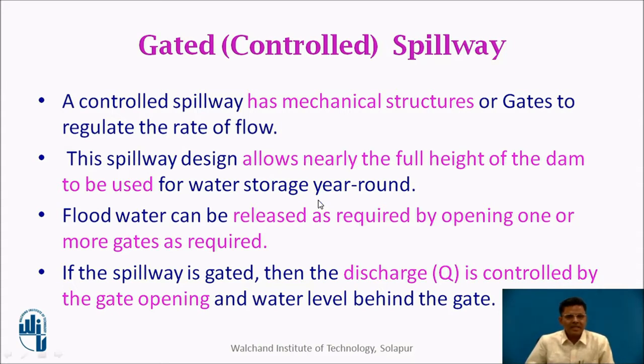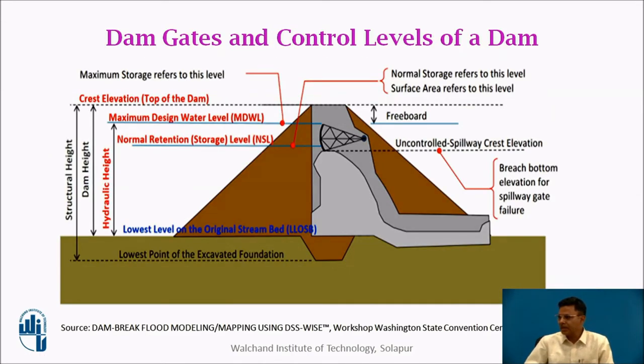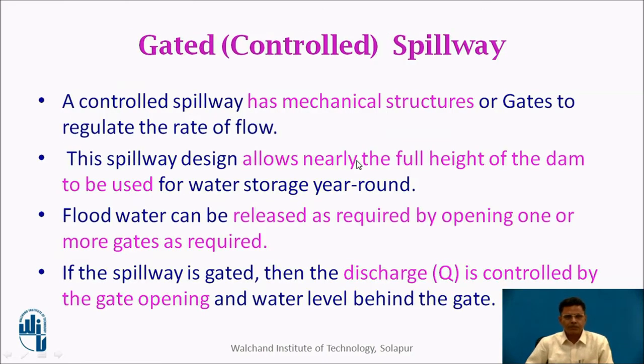Flood water can be released as required by opening one or more gates. If the spillway is gated, the discharge is controlled by the gate opening and the water level behind the gate. It means, with the water level behind the gate and when the gate is lifted, the opening between the gate and crest will decide the discharge.